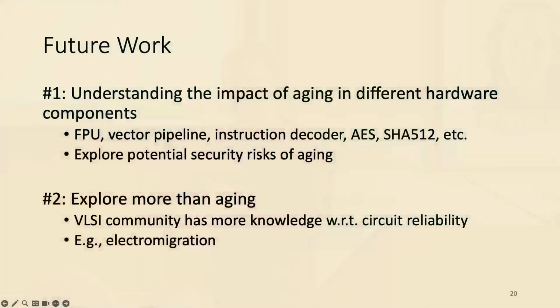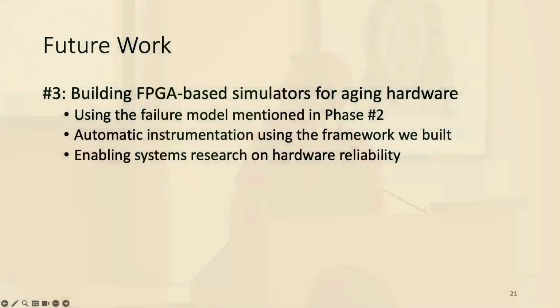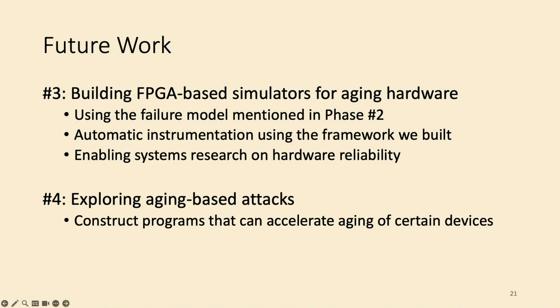And you can explore more than aging, right? So aging is just one effect. There are other effects that could actually feed into this bottom-up model, where you can have electromigration or other effects, like thermal effects, that you can plug in right from the bottom of this model and then reason about those as well. We can build some simulators to speed up this exploration, and we can also explore aging-based attacks, which is where David will say a few words, I guess.